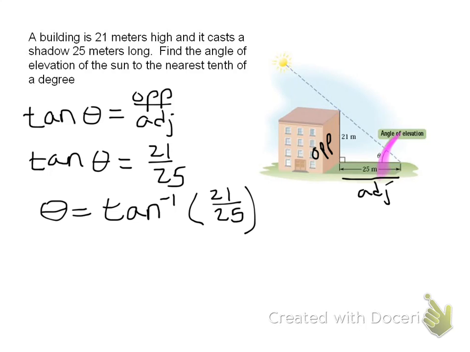And when I get that, now first of all, look to the question. Does my answer need to be in degrees or radians? It needs to be in degrees. Okay? So before you hit any buttons, make sure your calculator's in degrees. Inverse tan of 21 over 25 equals 40.03 degrees. Awesome. Questions?